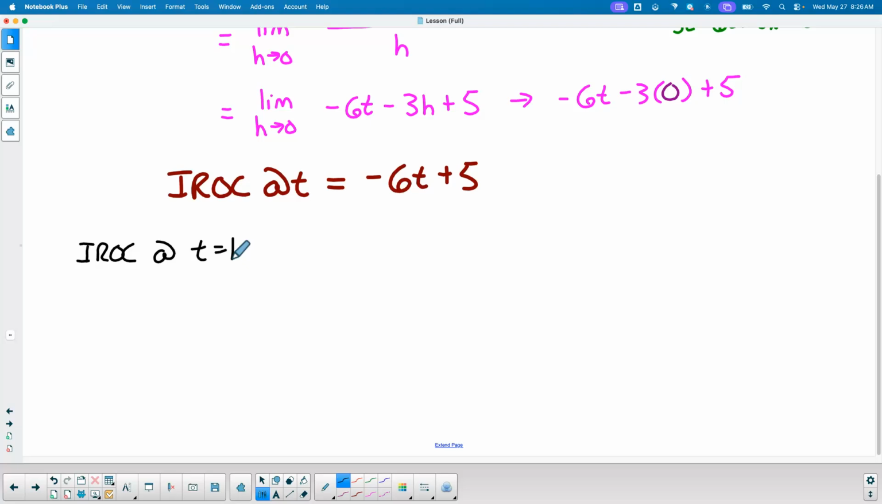Negative 1. At t equals 2, negative 7. At t equals 3, negative 13. See how we're getting those? Everybody see how we're getting those? We're just plugging in those numbers now into my IROC function to get what the IROC is doing. Okay? What is this object doing?